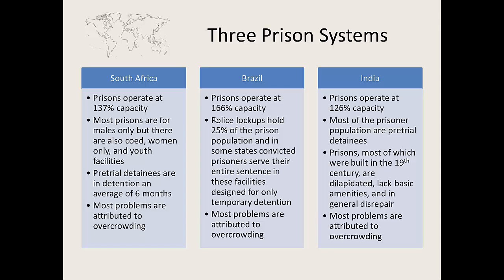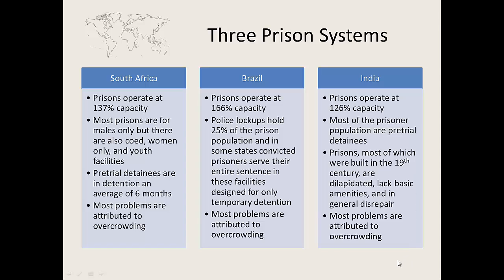Just as a brief overview of what you'll find in your textbook as well, you'll see that overcrowding exists in all 3 of those countries, and in fact overcrowding is a problem in many other countries around the world. Less so in the United States today than it has been in the past, depending on which state you happen to be talking about. But you can see that the prison capacity in South Africa, Brazil, and India, the prisons operate over capacity in each of those countries.